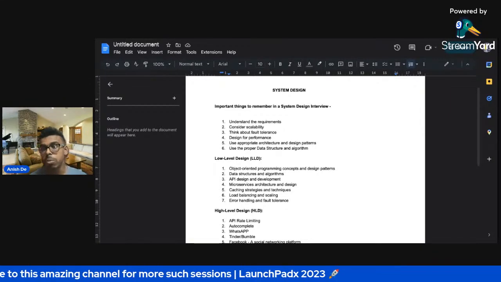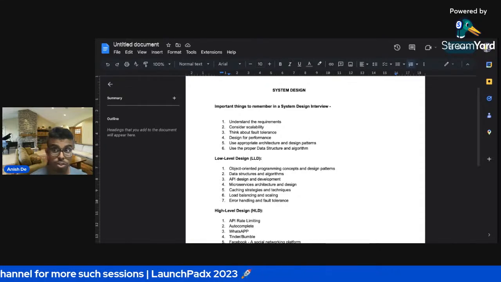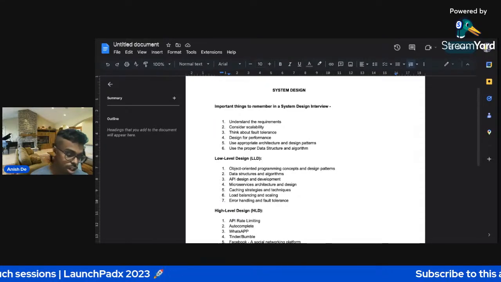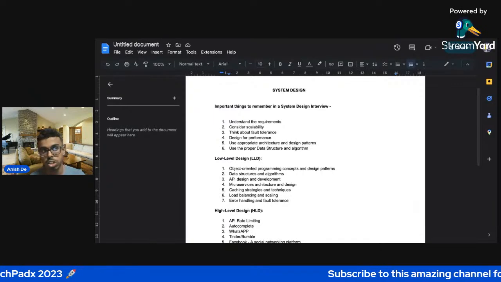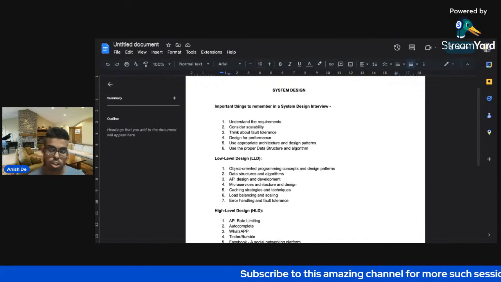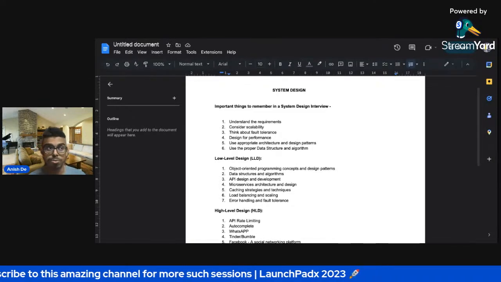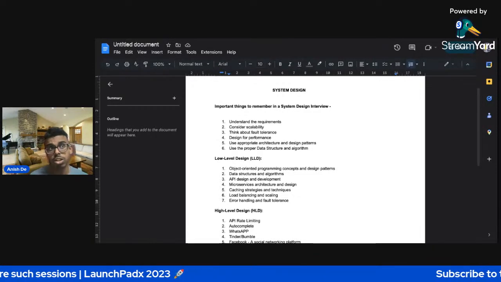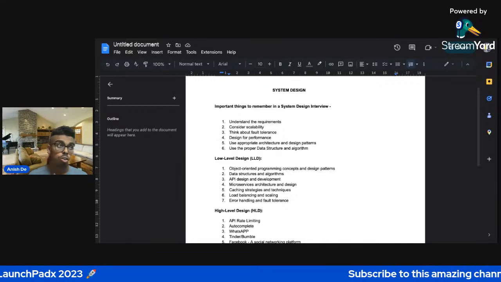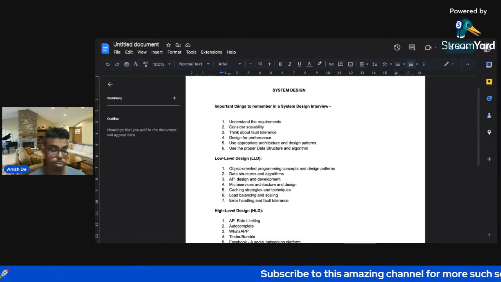Similarly, read about the difference between microservices and monoliths, like what are the advantages of microservices, what are the advantages of monoliths, what are the disadvantages of microservices, what are the disadvantages of monoliths. Read about caching, like what is a write through cache, what is a write back cache. There are different techniques of caching, and in which scenario which caching will be more optimal to be used.